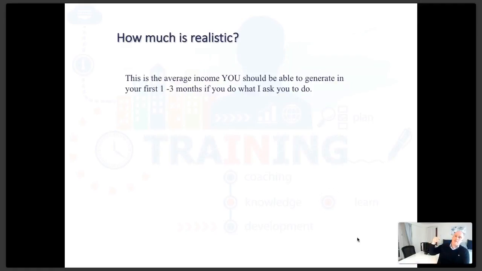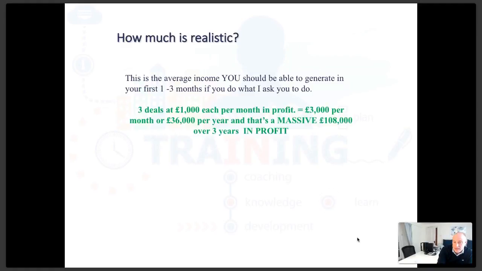The average income that you should be able to generate in the first 1 to 3 months is up to you, really, depending on what you do and how much work you put in. But on average, it's probably below average for our students. If you were to make $1,000 a month in profit and get 3 deals and 1 a month in the first 3 months, and you should do that, no problem, if you've got the right mindset, it's an extra 36K a year. That's a huge chunk of money.